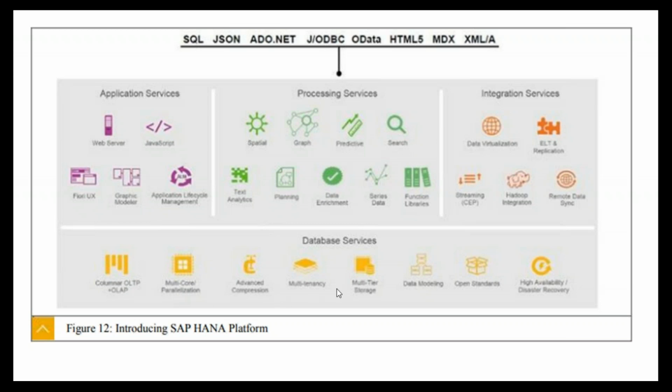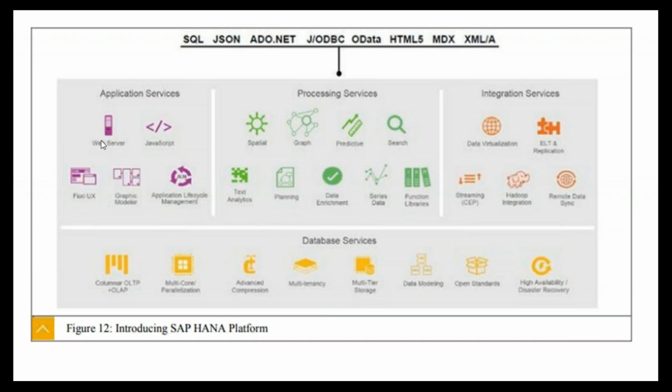Advanced compression, multi-tenancy and multi-tier storage, data modeling, open standards, high availability, and discovery of data. Okay, so maybe you might realize that this is not clear, the wordings are not clear. Even for me it's not clear, I'm not able to read it, I'm just seeing the symbols and reading it.